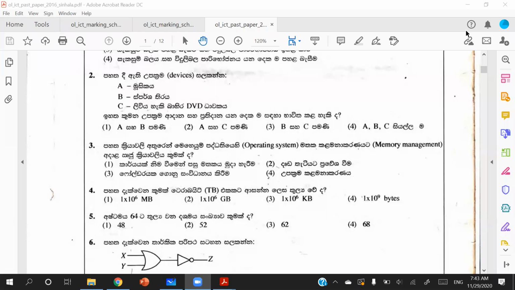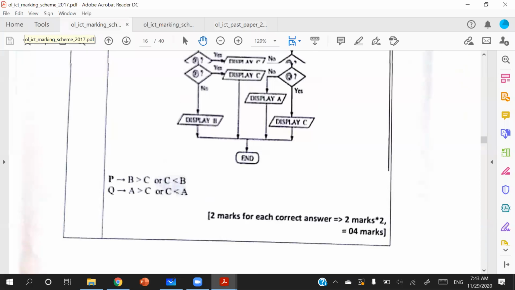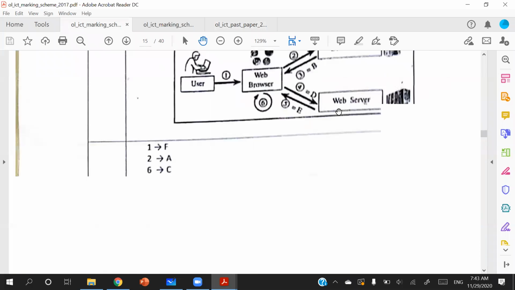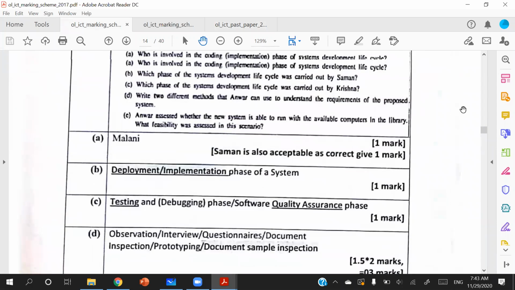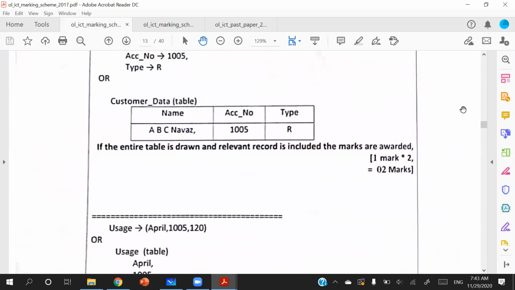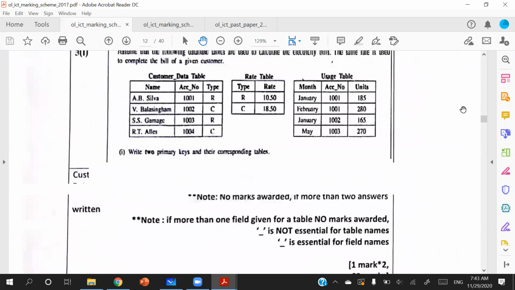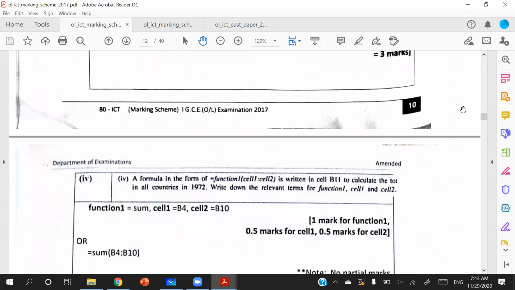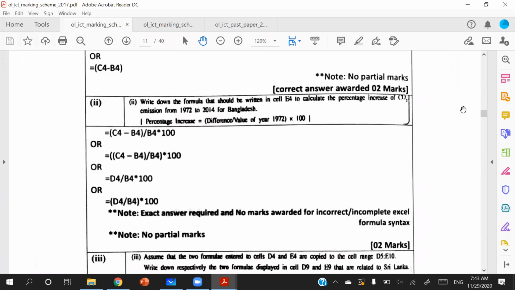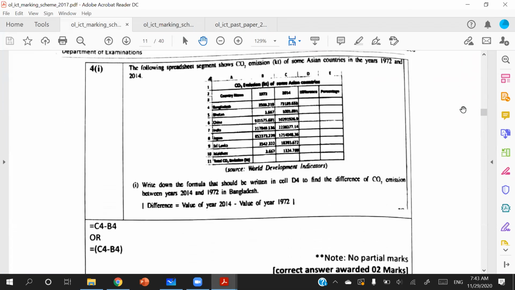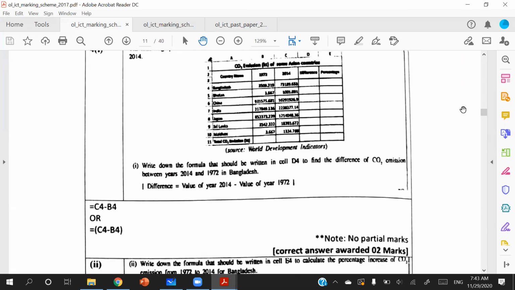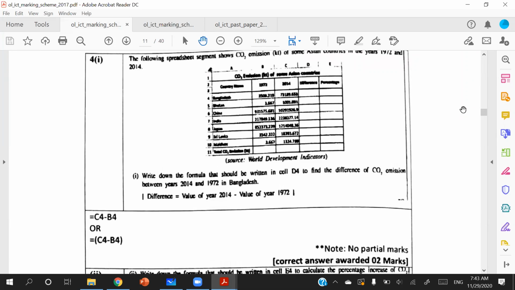Yes, Sayuri, the fourth question, I have explained it to the class last week. So let me quickly go through it, right? Yes, it is the Excel one, no? Yes. So it is regarding the CO2 emission.